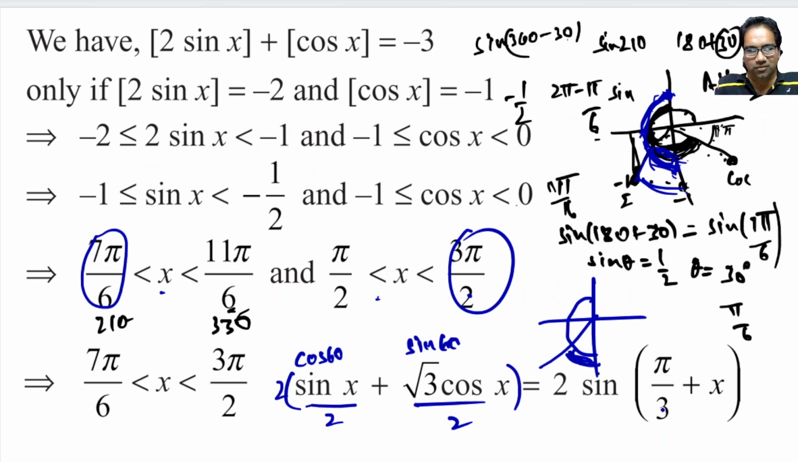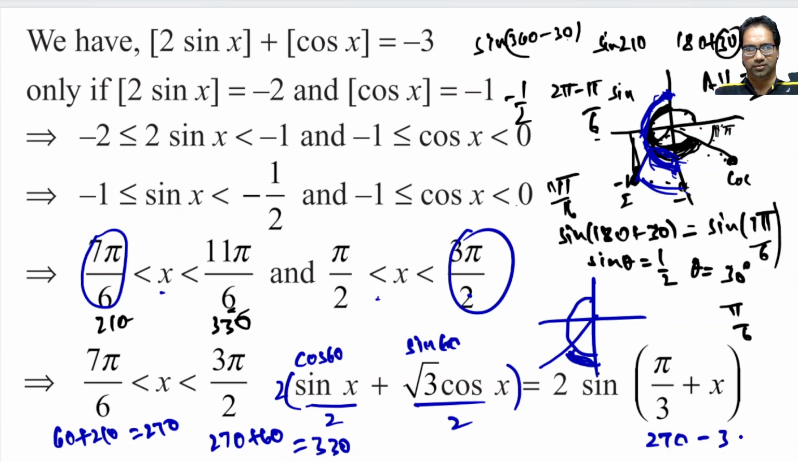So far, so good. Now we have to find out the range of this sin of pi by 3 plus x. And what is x? x is from 7 pi by 6. What is whatever is there inside? Pi by 3 plus x. That is pi by 3, which is 60 degrees, plus x, which is 210, which is equal to 270 degrees. We have to find out the sin range from 270 to 270 plus 60 degrees, which is equal to 330 degrees. 270 to 330.